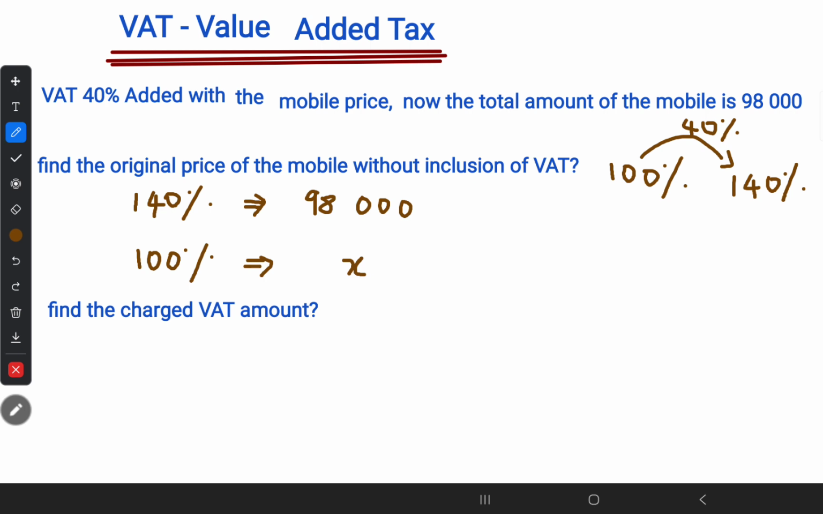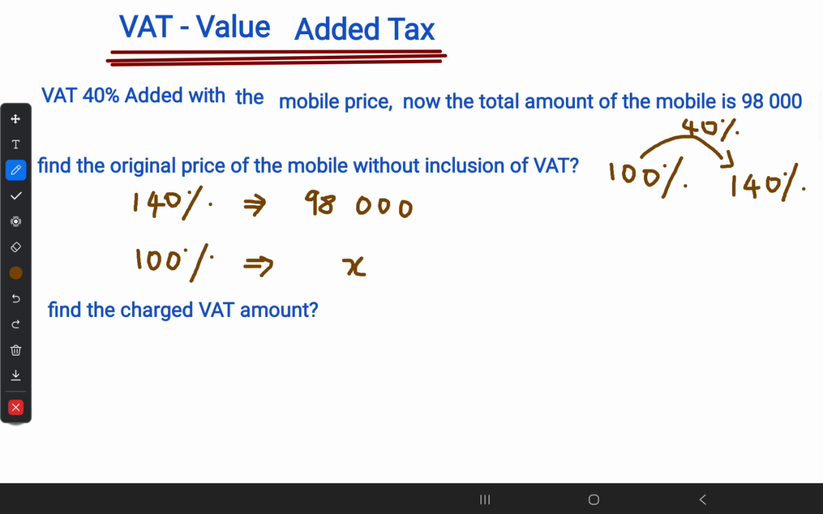I'll repeat it again. VAT of 40 percentage is added to the mobile price. So the mobile price in percentage is 100. With 40 percentage of VAT, both together, 140 percentage. That is 98,000. You need to find the original price of the mobile without VAT. Without VAT means without this 40 percentage, only 100 percentage. That is the original price of the mobile. So you need to write them in percentages on one side, amount in rupees on the other side. So we can simplify. When you divide the first equation by the second equation, you can find the answer for x.